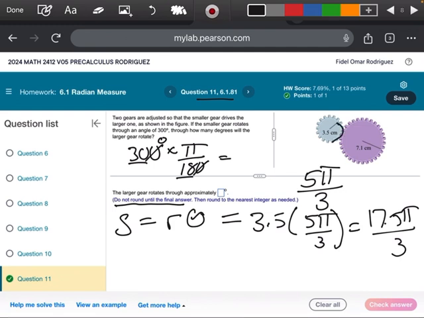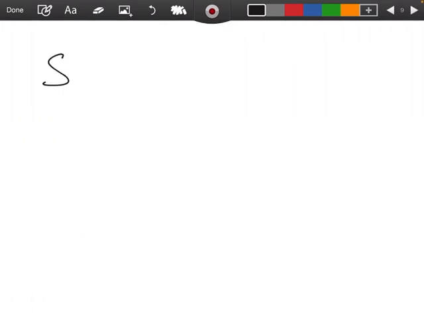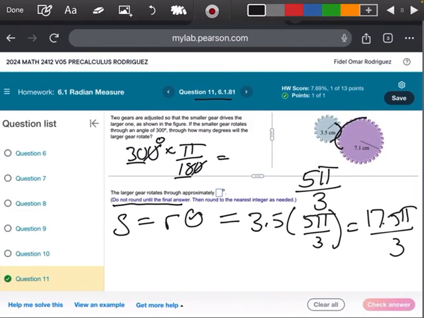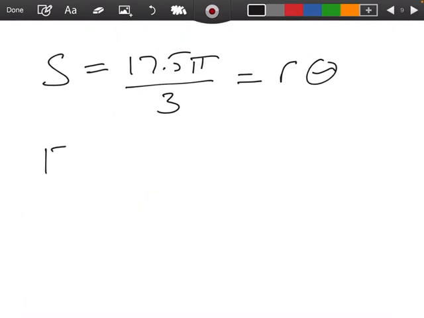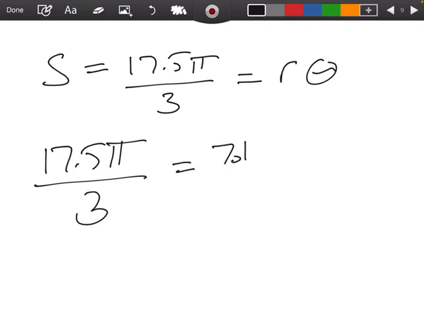Well, that's going to be equal to the same distance that the larger gear traveled. So the larger gear, S equals 17.5 pi over 3, right? And that's equal to R times theta, right? And so we know that the radius of the bigger one is 7.1. So 17.5 pi over 3 is equal to 7.1 times theta.